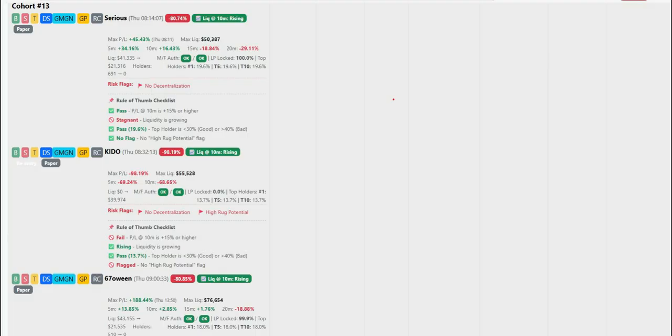Finally, let's look at 67 Aween. This signal shows the incredible potential and risk in the market. Look at its max P/L. It reached a potential profit of plus 188.44%. The data shows it had positive momentum at the 5, 10, and 15-minute marks. This token provided a massive window of opportunity for profit. Its subsequent drop highlights the importance of having a clear take-profit strategy for your manual trades. By analyzing these cohorts, you don't just see numbers, you see the story. You understand why a signal is performing the way it is, allowing you to make smarter, data-driven decisions for your own trading.